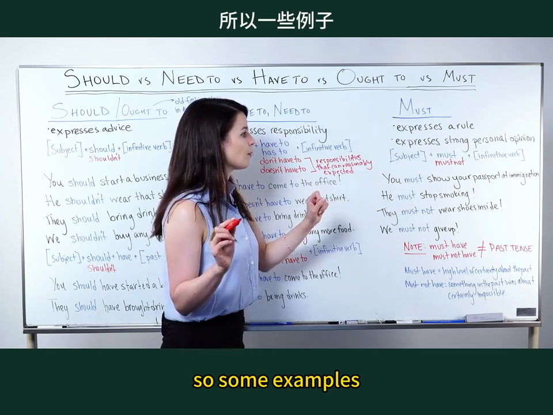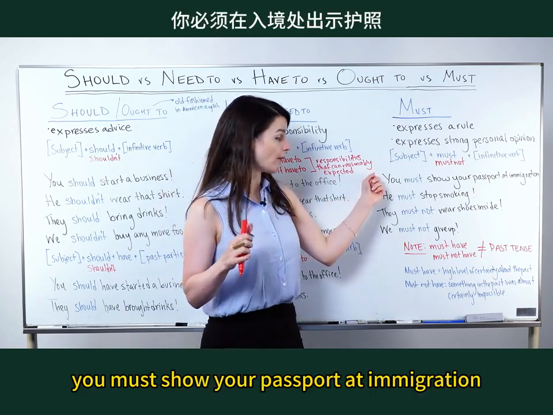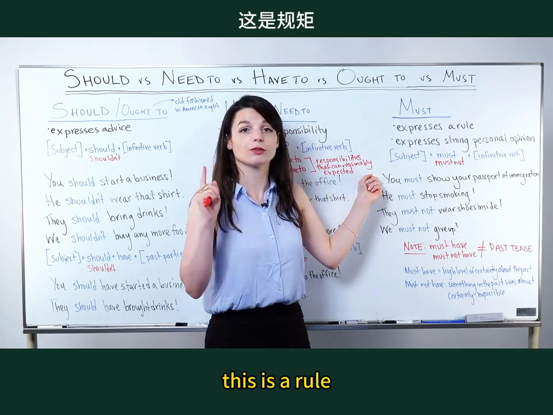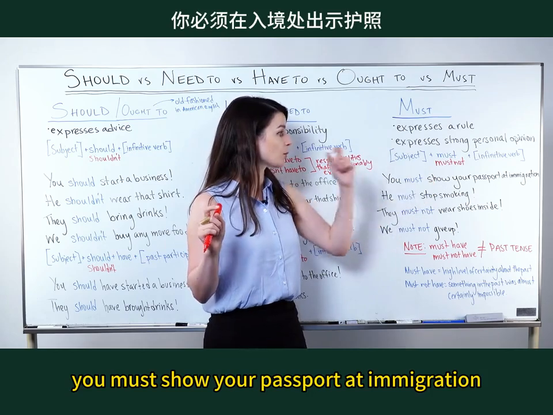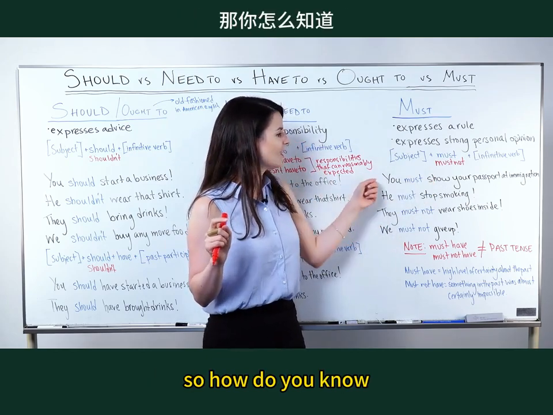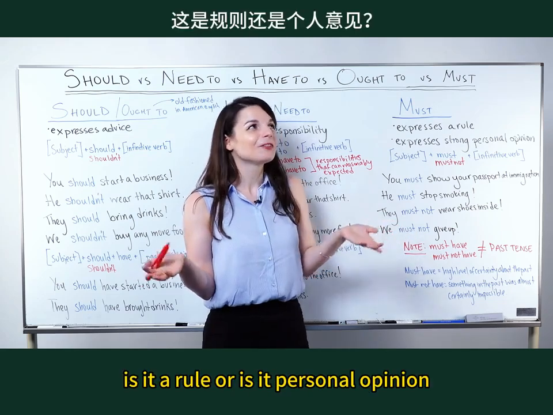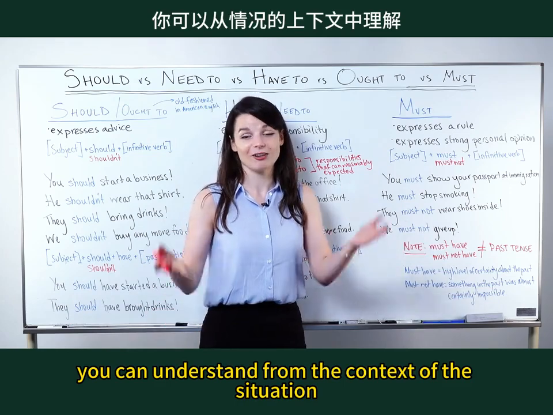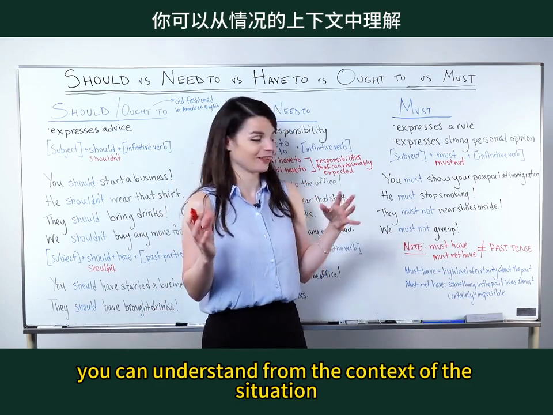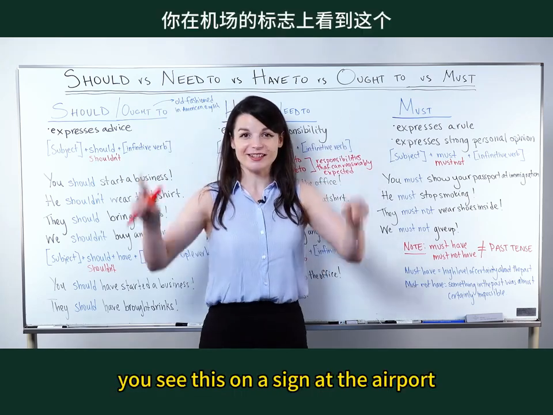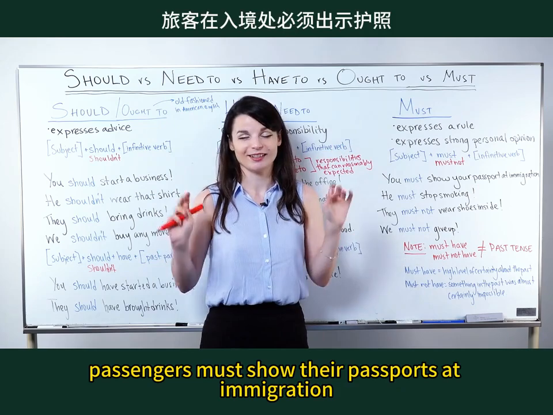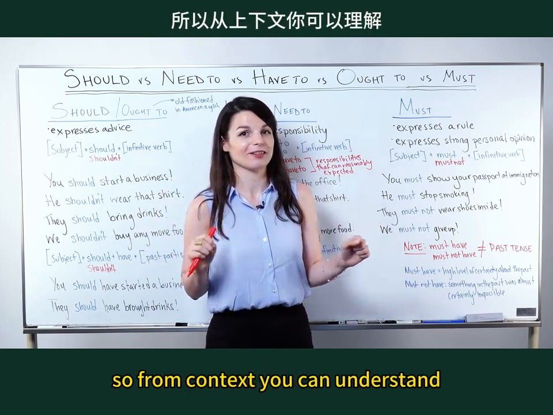So, some examples. You must show your passport at immigration. This is a rule. So, how do you know? Is it a rule or is it personal opinion? Usually you can understand from the context of the situation. So this is a rule. You see this on a sign at the airport: Passengers must show their passports at immigration. So from context you can understand.